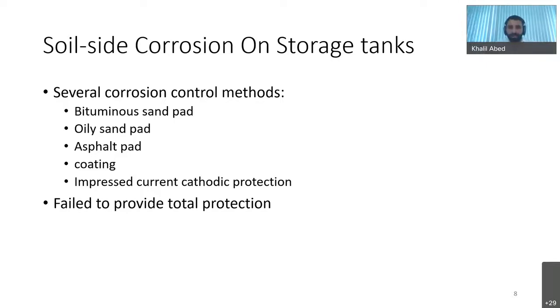For example, in the case of using oily sand or bituminous layer, according to the literature, there are several technical papers published on this issue, where the bituminous layer proved to trap the moisture and the corrosive species between the underside of the tank floor and the construction pad, resulting sometimes in creating a corrosive environment.